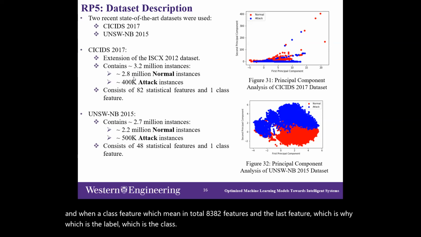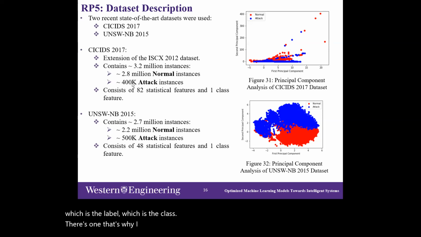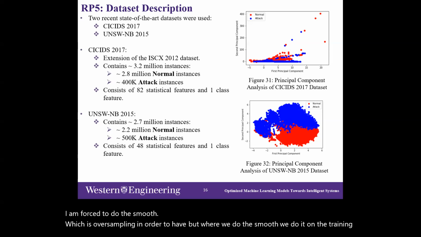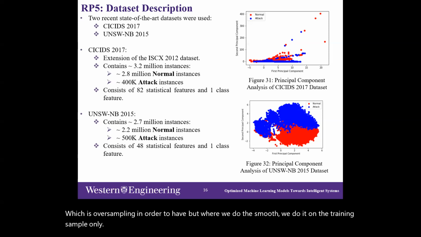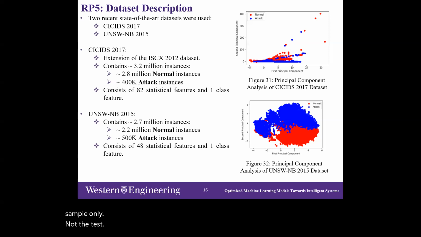Based on this, I am forced to do SMOTE, which is oversampling. But where we do SMOTE, we do it on the training sample only, not the test. First step, I split the data into test set and training set. Then I do SMOTE on the training set.